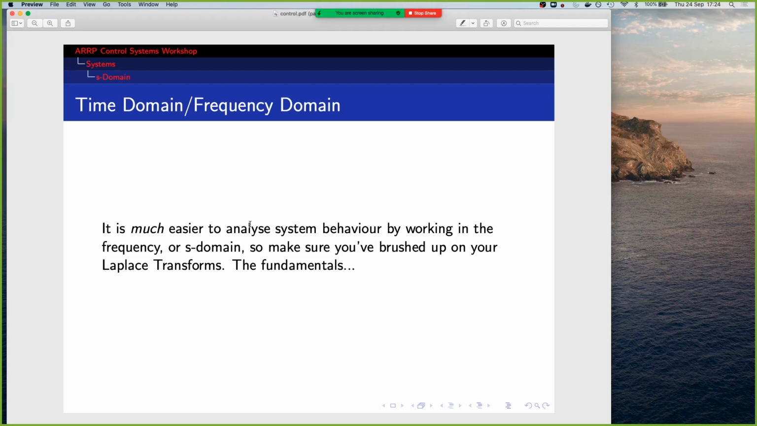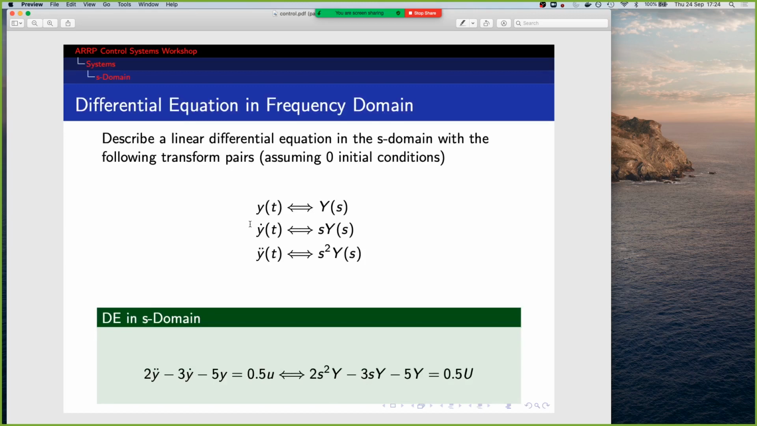So we're not going to go too deeply into Laplace transforms, but basically the idea is we can analyze differential equations in something called the S domain, or the frequency domain, and that's a really powerful tool. The idea is, and we'll go through this, that we can describe a linear differential equation in the S domain instead of the time domain.